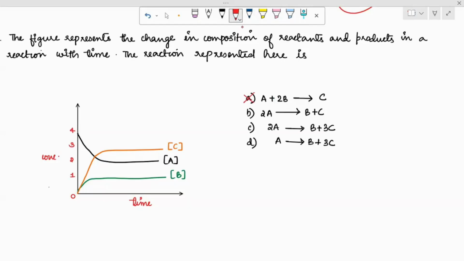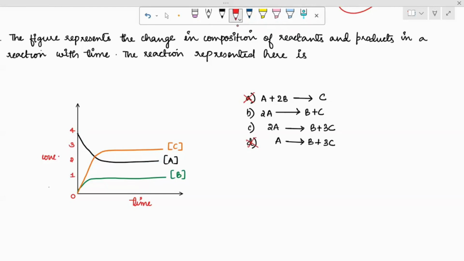So A is the reactant. Now, what is the coefficient of A? Let's see. A starts from 4 and it attains equilibrium at 2. So it's changing from 4 to 2, and the difference is 2A. Sorry, it starts from 4 and attains equilibrium at 2. So 4 minus 2 is 2. So it's not B, C is correct, it's not D. That is also wrong.